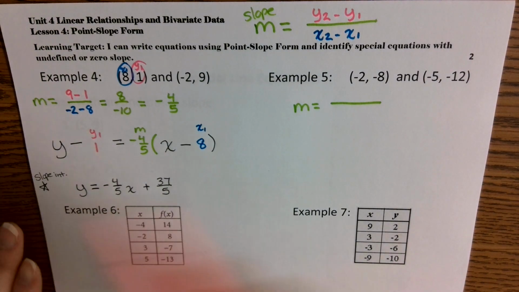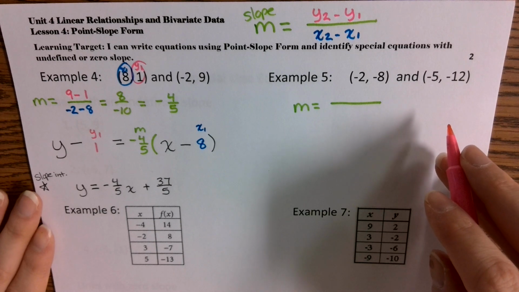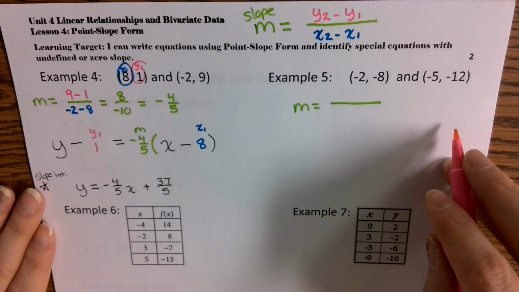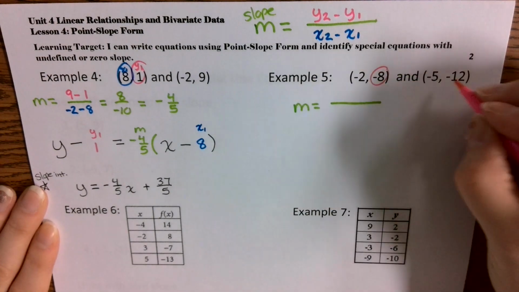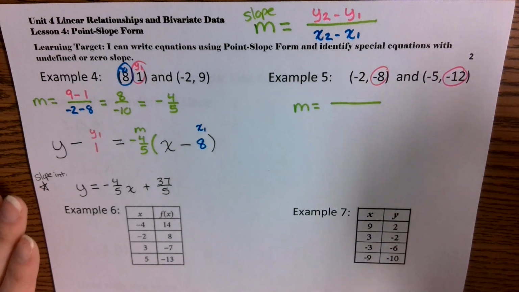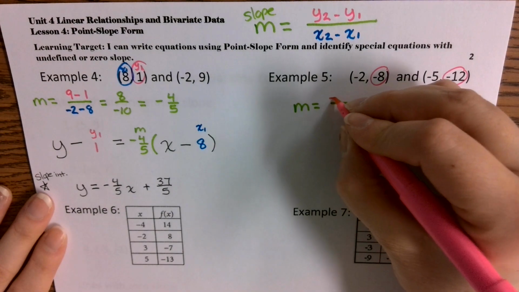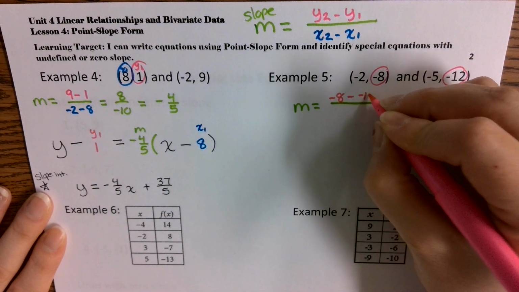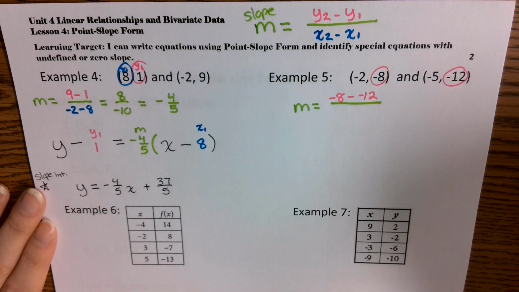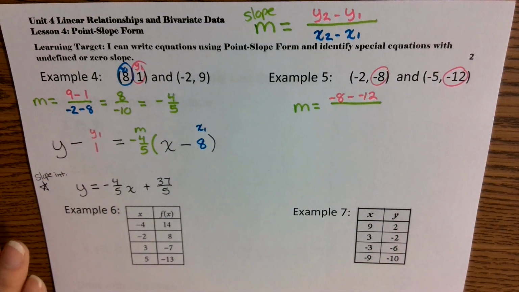So, Jeremiah, tell me what my y values are. Okay? Negative 8 and negative 12. So I can do negative 8 minus negative 12, or I could do negative 12 minus negative 8. It does not matter. I'm going to just go ahead and do negative 8 minus negative 12. Yes? Yeah, we're going to get into that. I'm just writing it down right now.